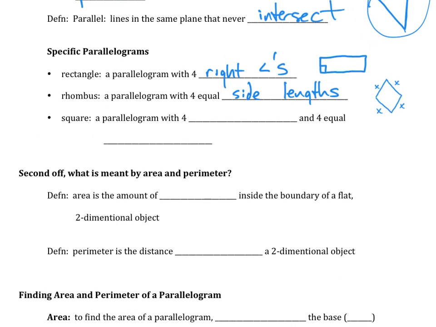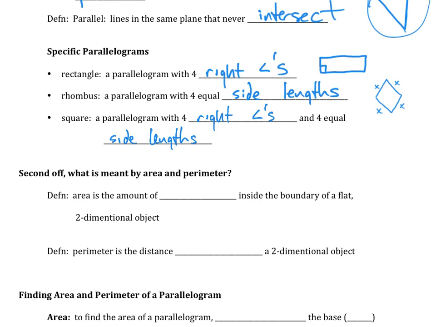The next type is a square. A square is kind of like if you put a rhombus and a rectangle together, you get a square. Because the rules that apply to a rectangle are true for a square, and the rules that apply to a rhombus are true for a square. So it's a parallelogram with 4 right angles, that's the rectangle part, and 4 equal side lengths.